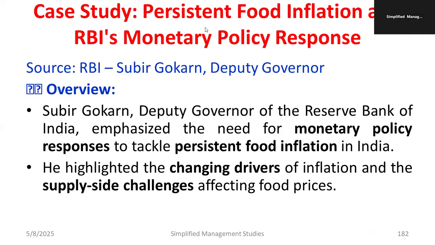Let's get started. First of all, I would like to give the overview. This case study is mainly talking about the monetary policy responses and how RBI tackled the persistent food inflation in India. They have identified the changing drivers, especially in the form of food items. Also, what are the major challenges faced by the supply side? What are the challenges affecting this continuously fluctuating environment?